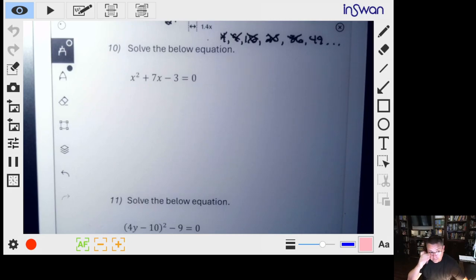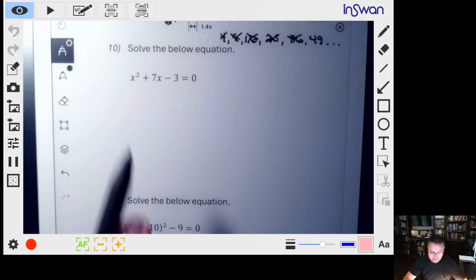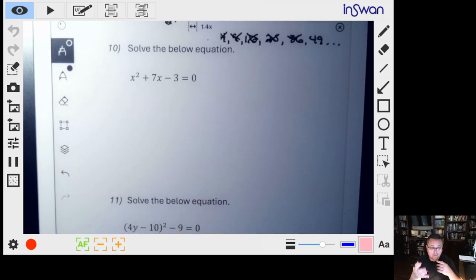Okay, problem number 10. Again, quadratic. So we're going to go ahead and solve this thing. Let's see here. We already have it set equal to 0, so we're good there. The next thing that we want to do for number 10 is use one of the following. We want to either factor, complete the square, or use the quadratic formula.